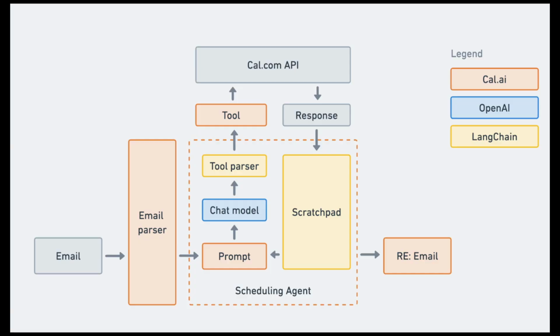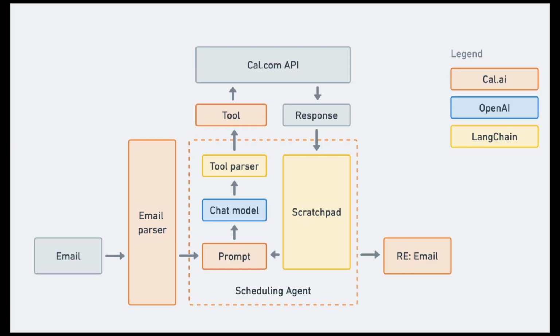So this is basically a scheduling assistant that reads email and replies with a calendar booking. It combines cal.ai logic, which is an email parser and its API, then an OpenAI chat model, and LangChain, which is tool orchestration and reasoning. Let me just break it down.